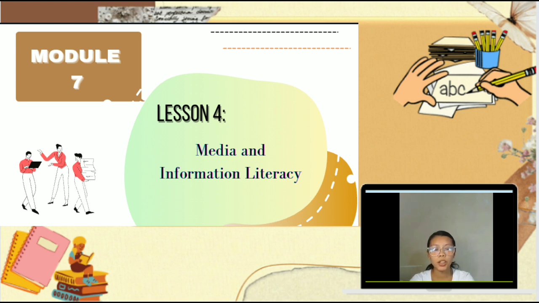So now, let's continue discussing lesson 4, media and information literacy. Before I start discussing it, let me ask you a question. For you, what is communication? I ask this because this lesson has a connection that I will be discussing later. For me, communication is a process by which information is exchanged between individuals through a common system of symbols, signs, or behaviors.